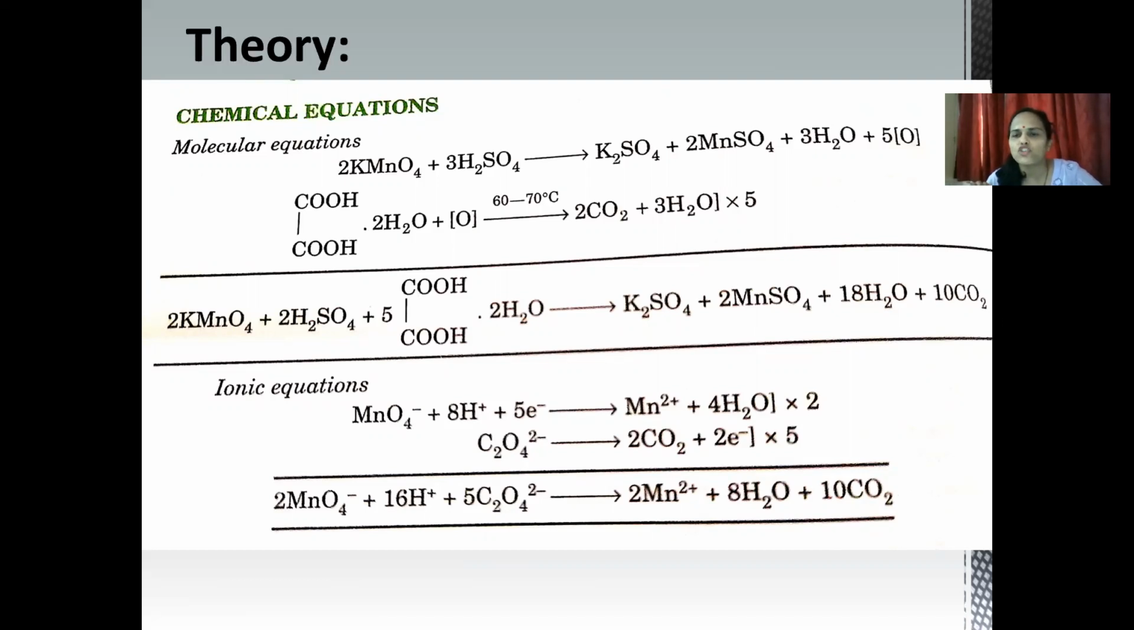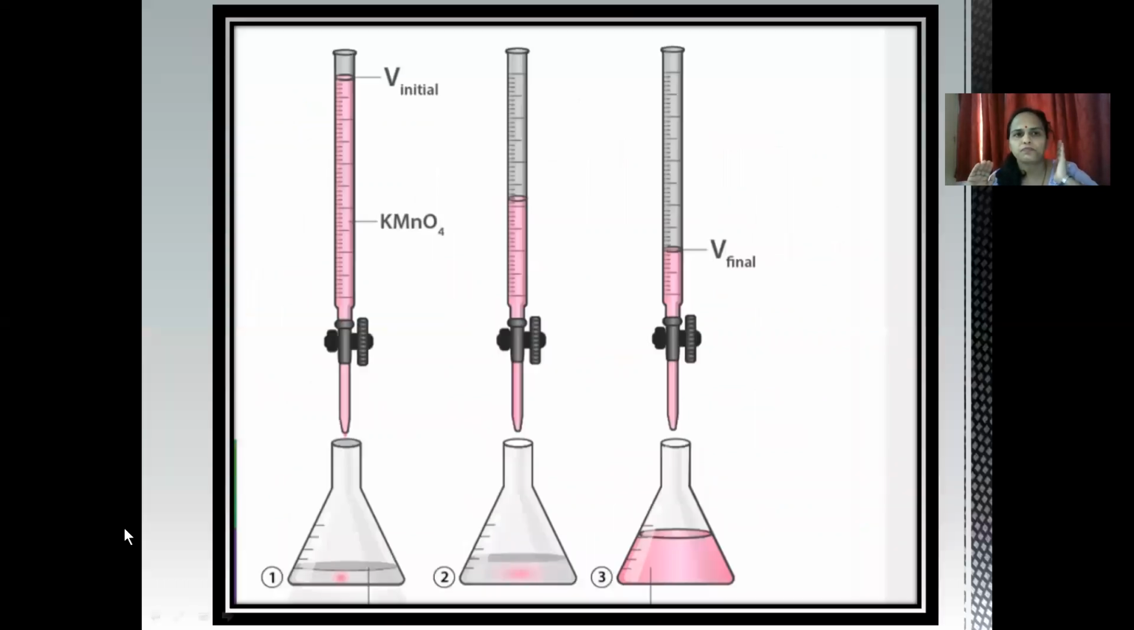And the overall ionic equation is 2MnO4 minus plus 16H plus plus 5C2O4 2 minus gives Mn 2 plus plus 8H2O plus 10 moles of carbon dioxide. This is also a redox titration, and you will copy down these equations which I have provided you here.